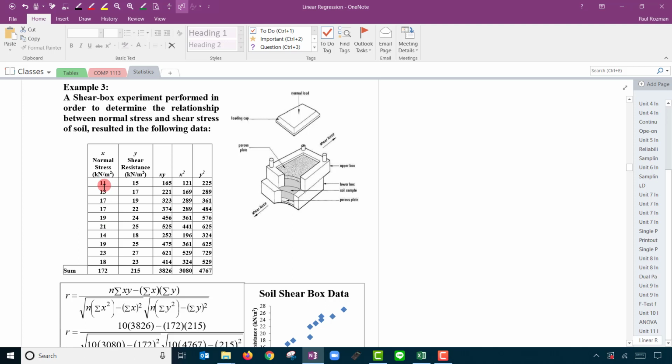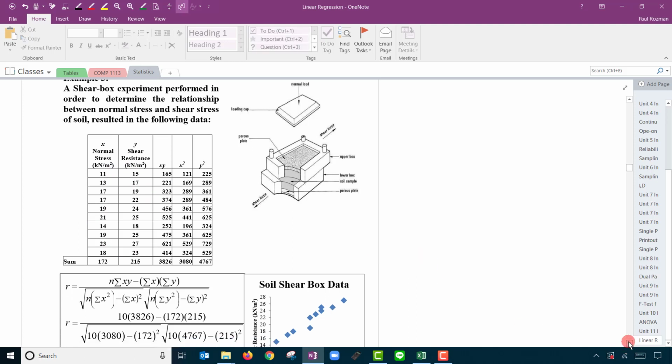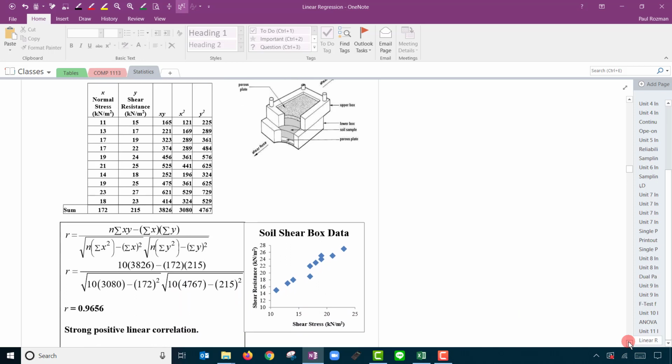We put different weights on top of the box, and then we measure how much force it takes to shear it. It would make sense that this would have a positive correlation: the more weight you put on the top, the harder it should be to shear it. Does it follow a linear pattern? Well, we can take our values here and plot them, which I've done just below here. And you'll see that, yeah, it is following a linear pattern.